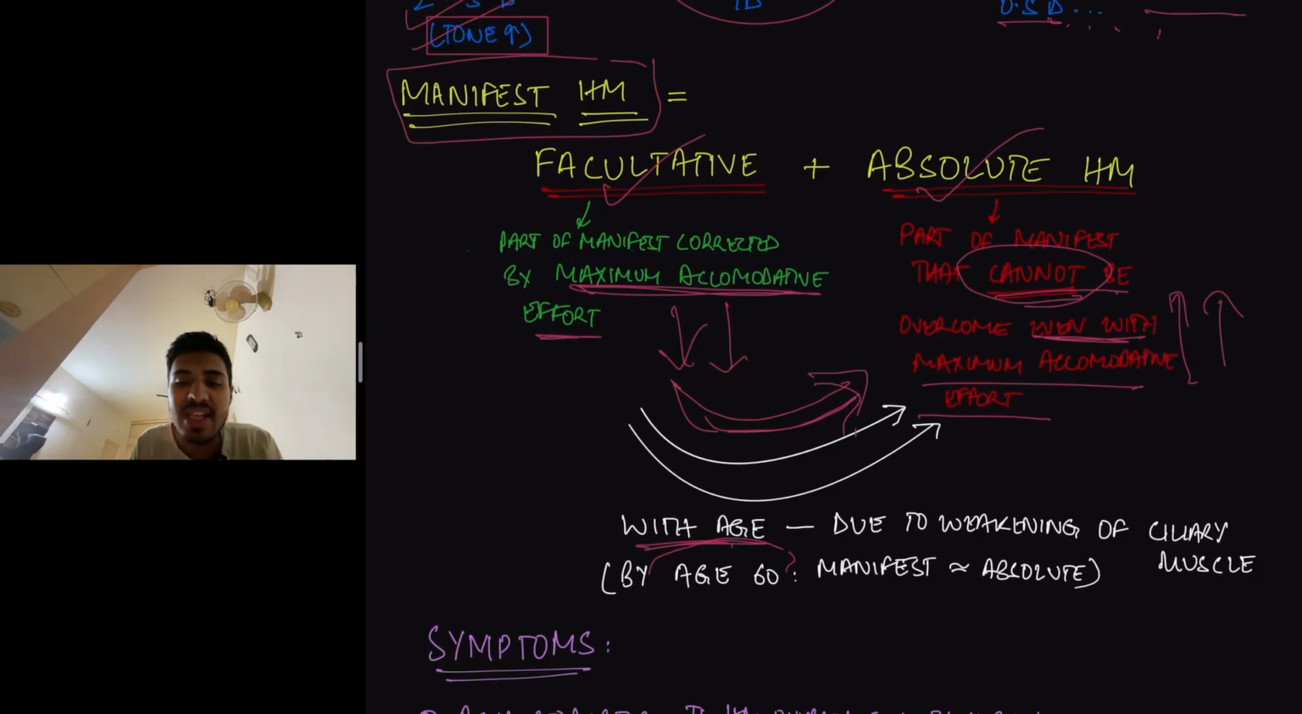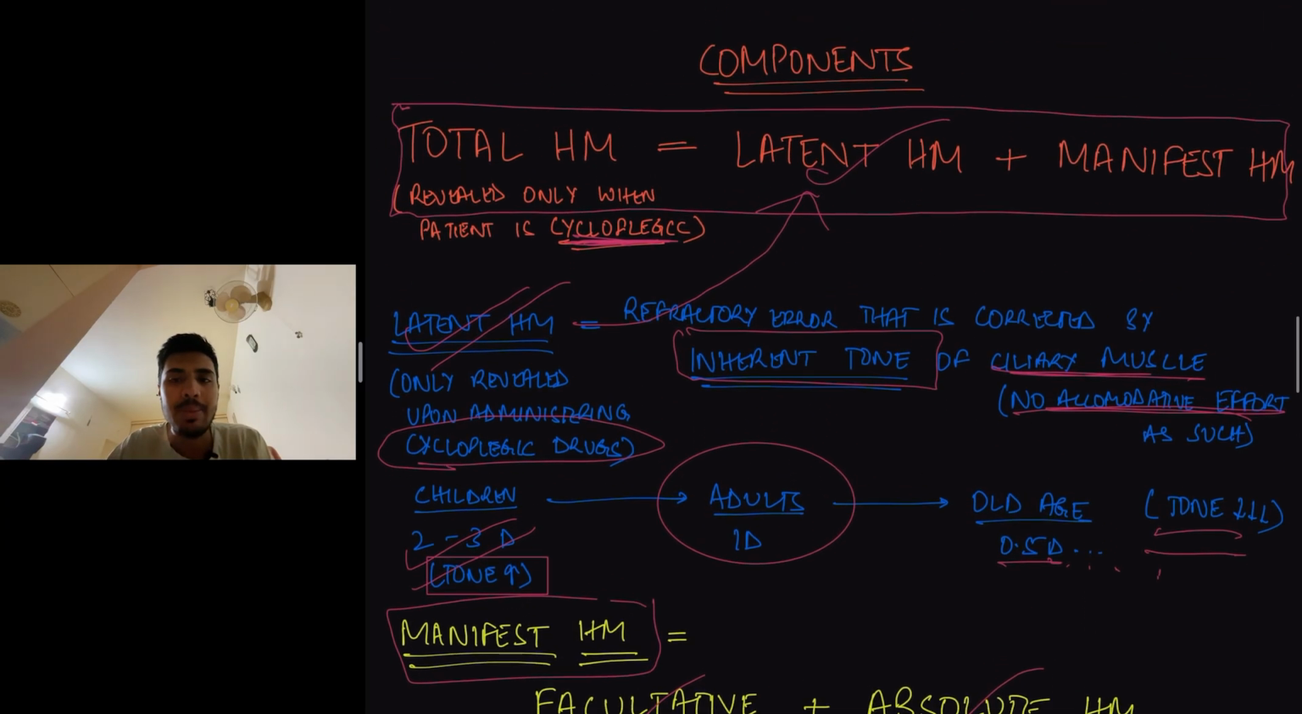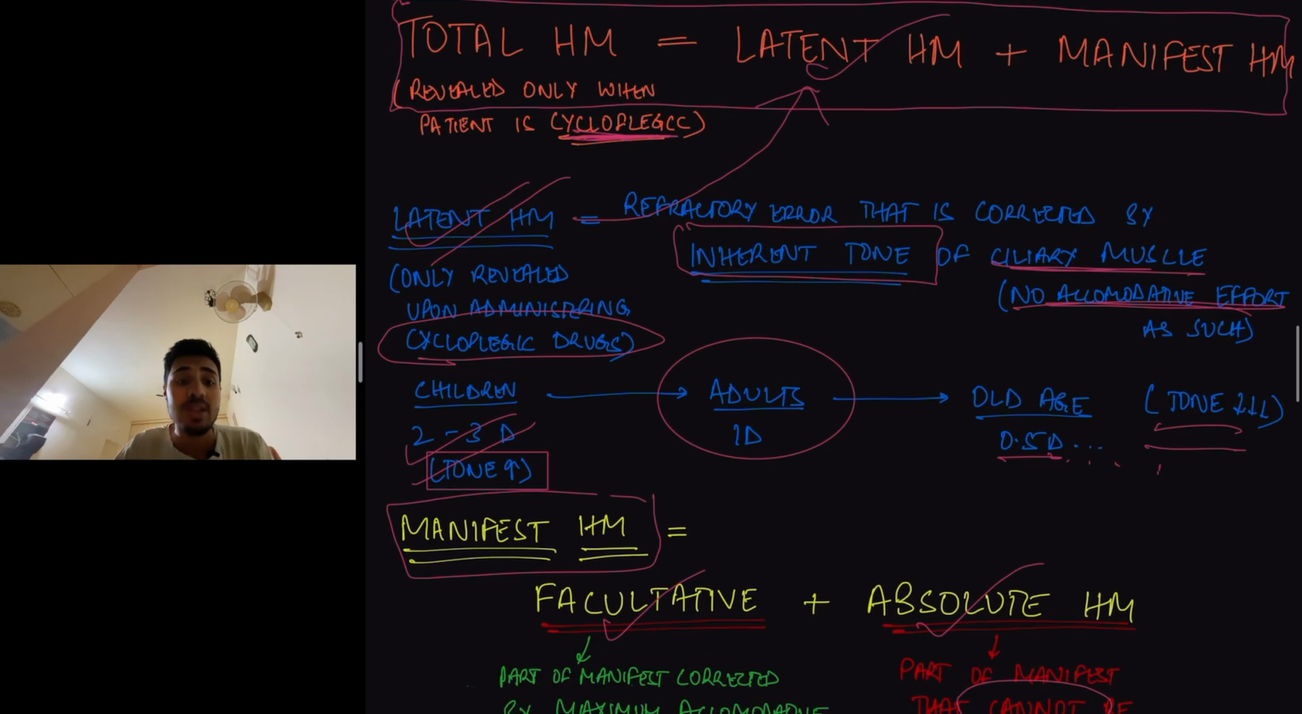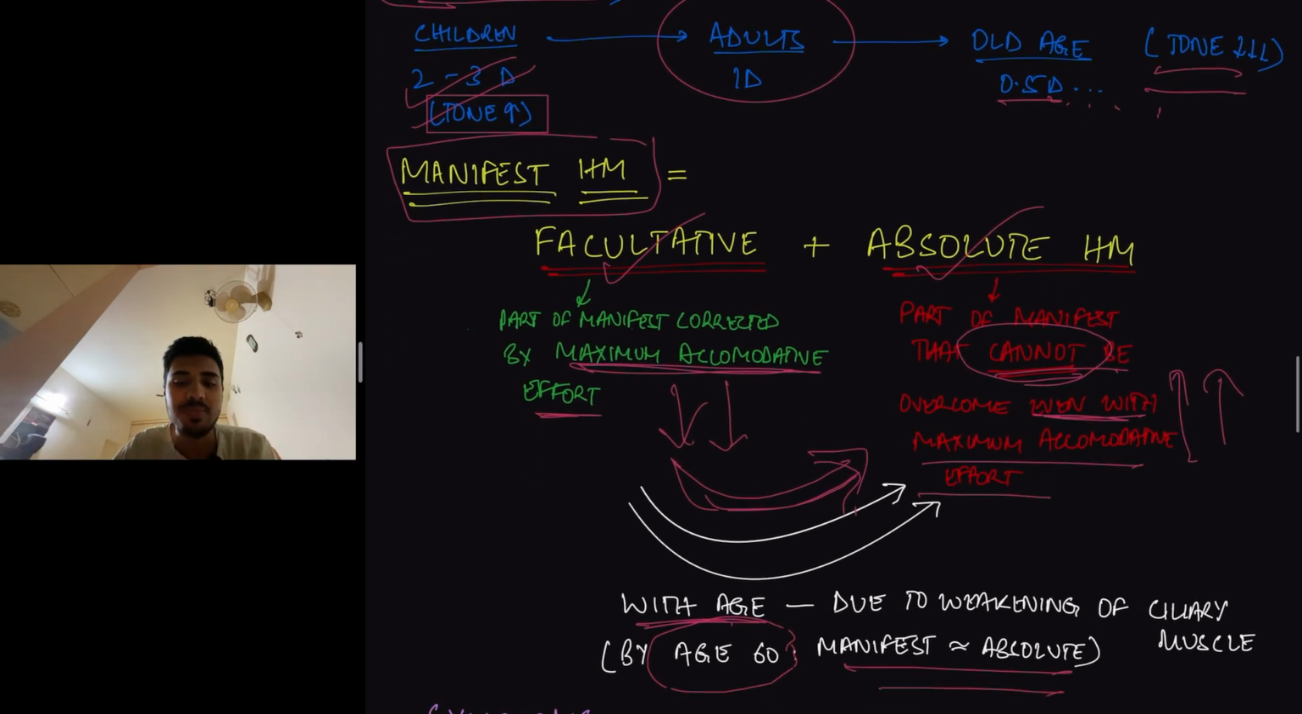And by age 60, manifest hypermetropia becomes almost equal to absolute hypermetropia because there is barely any accommodative effort taking place, right? So manifest hypermetropia becomes equal to absolute hypermetropia. So I hope you understood, total hypermetropia is equal to latent plus manifest hypermetropia. To reveal the total hypermetropia, you must give cycloplegic drugs.